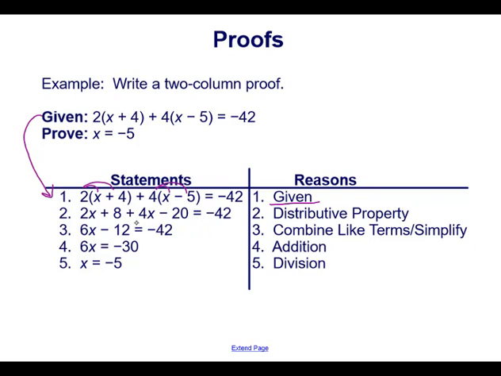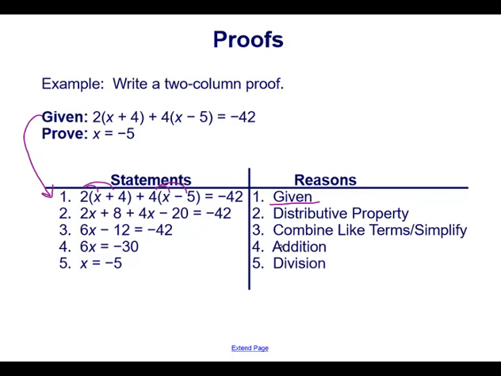We then want to get the x isolated. So if it's 6x minus 12, we want to undo that minus 12, so we're using addition. So statement number 4, 6x equals negative 30, is coming from the reason that you added 12, so that's the addition property. We're using addition.